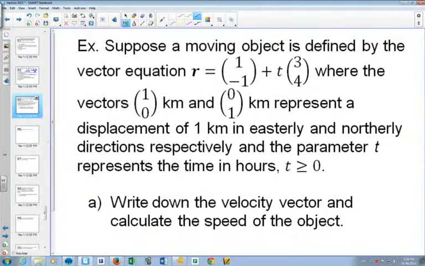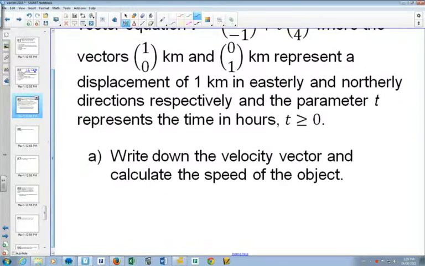So here's our first example. We've got a moving object. It's starting at 1, -1. And our direction vector says we're going 3 to the right and then 4 up. And this is all in kilometers. So 1, 0 is 1 kilometer to the right, and 0, 1 would be 1 kilometer up or north. And t is time. So this is a two-dimensional question where someone's on the ground, or an object is on the ground, and it can go east, west, north, or south.